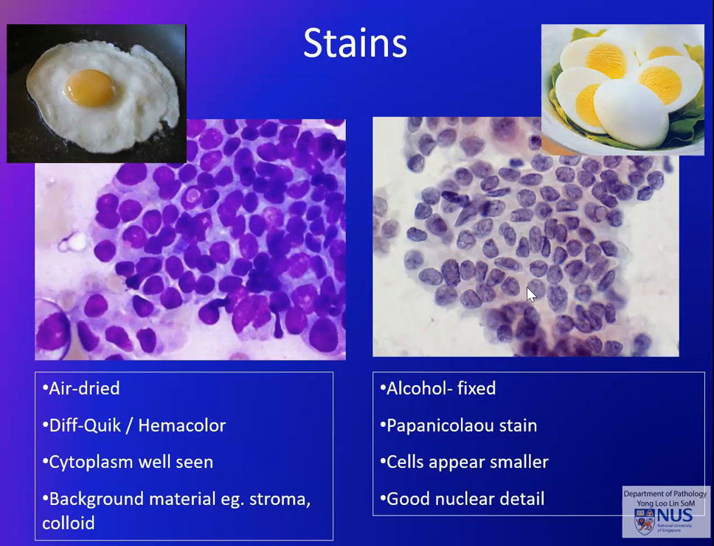For the alcohol-fixed smears, because the cells are immediately fixed, they have no time to swell up, and so the cells are always smaller. This is stained with a Papanicolaou stain, and this stain is excellent for nuclear detail. So we can see that the stains serve different purposes, and because the cells do not swell, they are smaller, and therefore we can think of them in terms of a boiled egg.